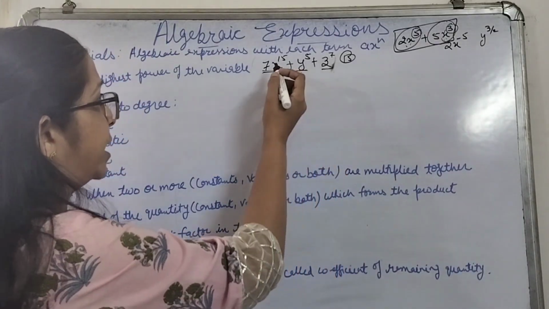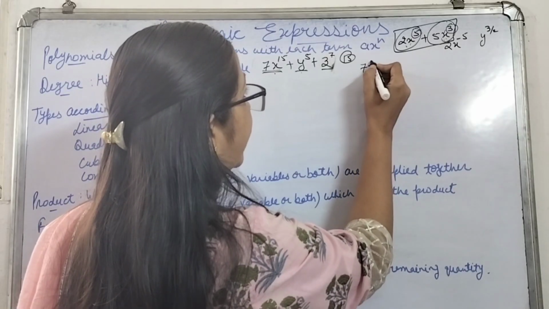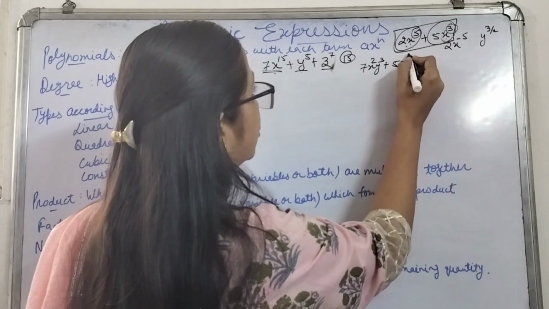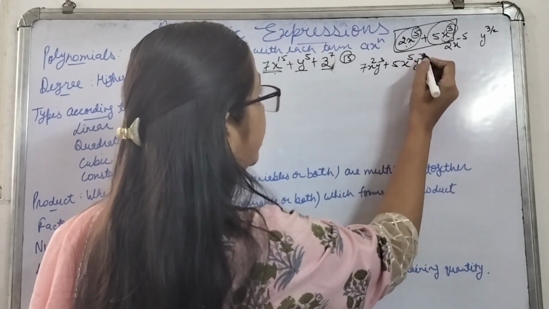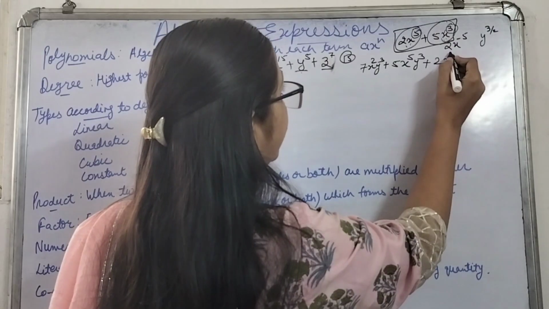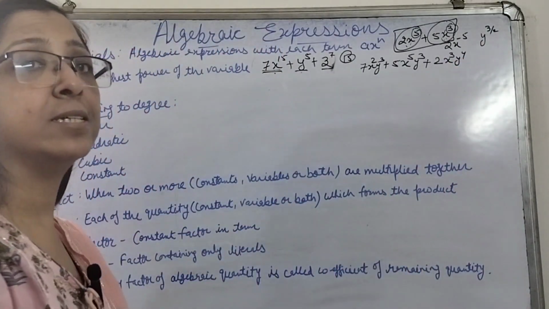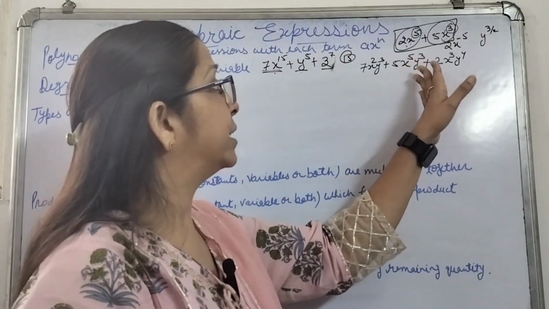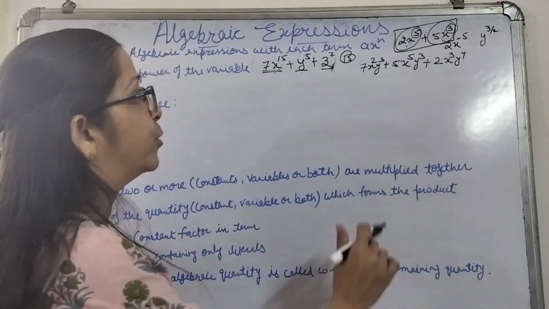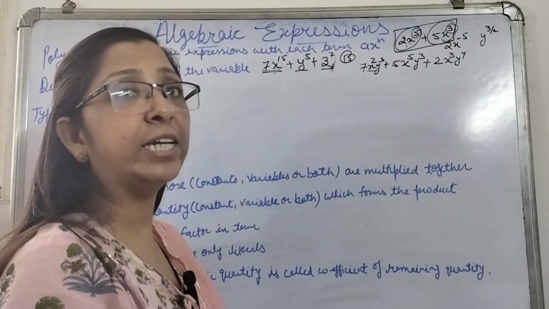Now if I am going to say, suppose your terms are like 7xy, x raised to the power 2, y raised to the power 3 plus 5, x raised to the power 5, y raised to the power 3, then plus say 2, x raised to the power 3, y raised to the power 4. If this is an algebraic expression, in that case, how to find the degree of this algebraic expression? So what we will be doing is, we will be adding the powers of all the variables for each term.